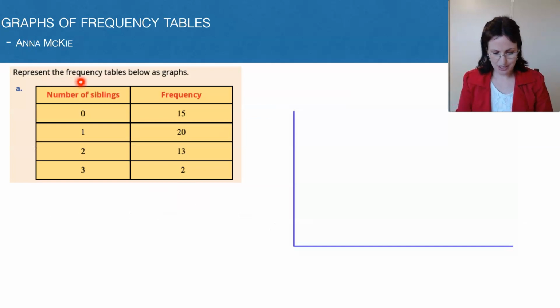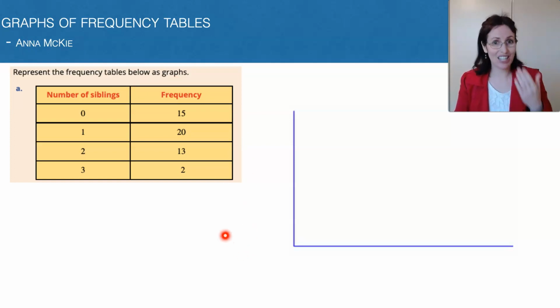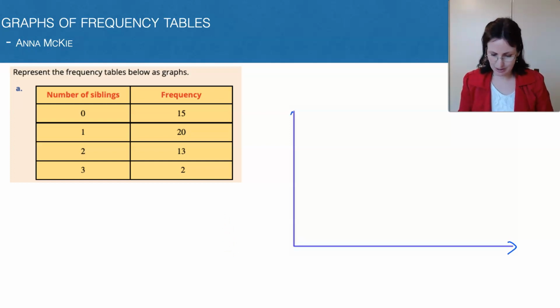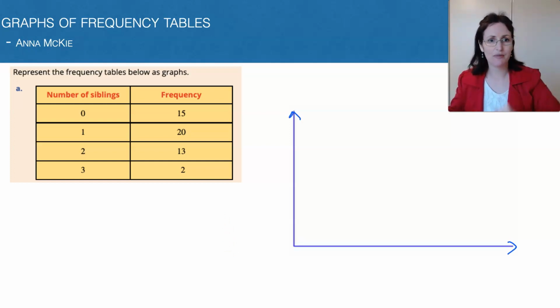So our two questions. We're asked to represent the frequency tables below as graphs. So we've got a horizontal and a vertical axis. We always need to label them, and our axes always continue, so it's a good technique to put arrows on the end to say they do go on.